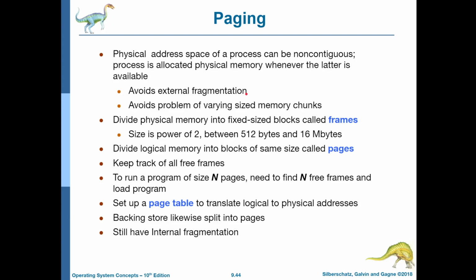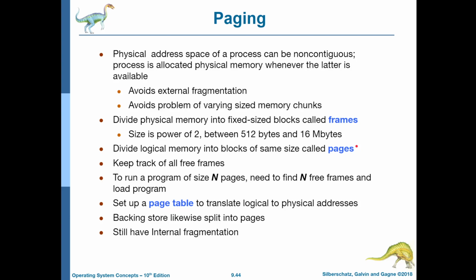If we need a block that is 4K in size and our frame size is 4K, and there's a free 4K frame, then the allocation is easy. The hole is perfectly sized for the allocation. This system divides the logical memory also into blocks of the same size. So if our frames are 4K in size, our pages are also 4K in size. There will be a one-to-one relationship between the sizes of pages and frames.